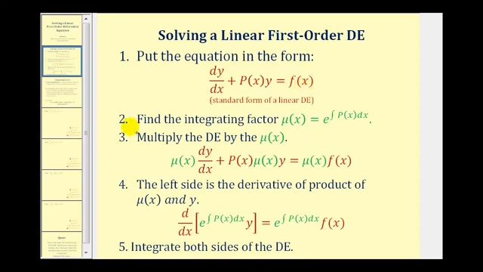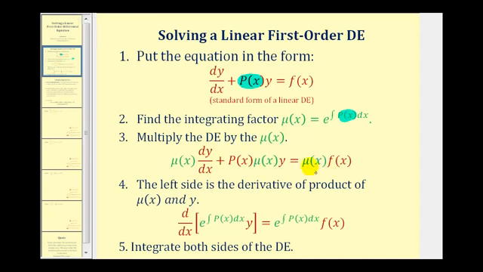So next we'll find the integrating factor, which is the function mu of x equals e raised to the power of the integral of p of x integrated with respect to x. So notice that p of x, this function here, is the function being multiplied by y. So once we find the integrating factor, we'll multiply both sides of the equation by mu of x, given here.